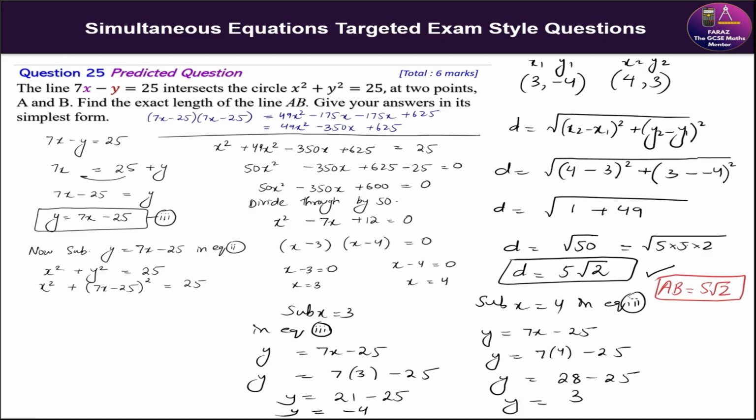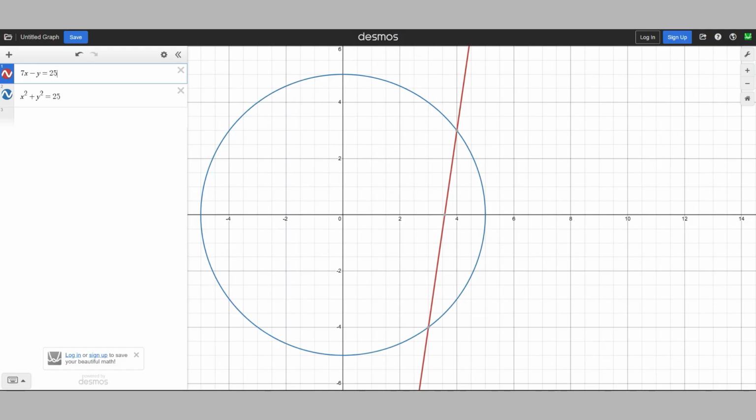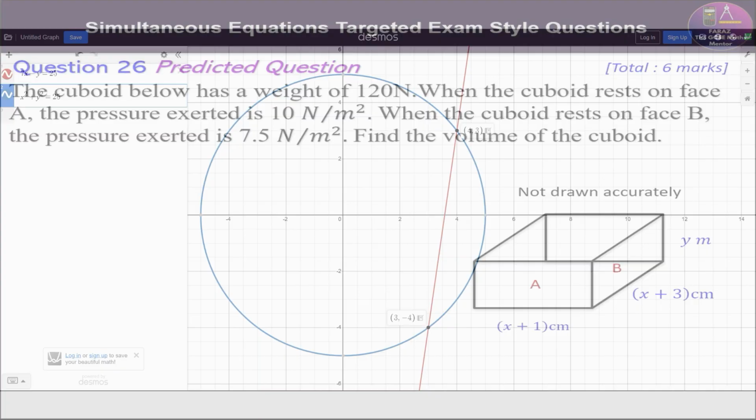That's the simplest form. Alright, let's check this on the graph, how it will look on the Desmos tool. If I plot these equations on Desmos, you can see here 7x minus y equals 25 and x squared plus y squared equals 25. We can see the intersection at (4, 3) and (3, -4). The red line crosses the circle at 2 points, (4, 3) and (3, -4), and the distance between these 2 points is 5 square root 2. Alright, let's move to the next question.